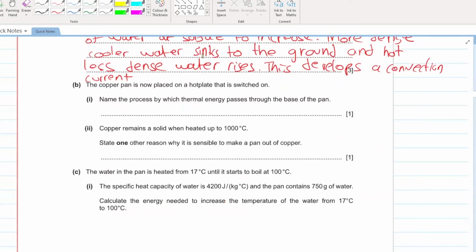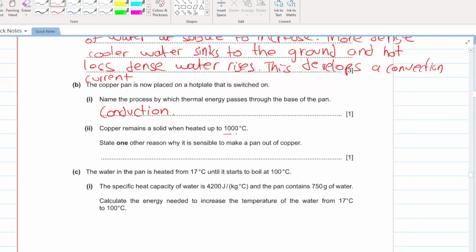A copper pan is now placed on a hot plate that is switched on. Name the process by which thermal energy passes through the base of the metal. Conduction. Why? Because the base of the pan is made of a metal known as copper. Hence, heat transfer in metals is done through conduction.